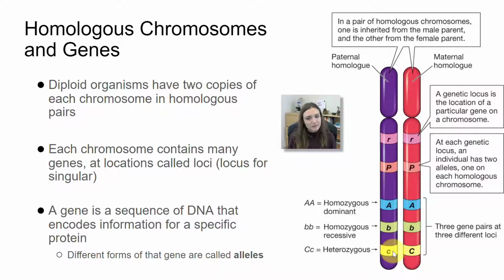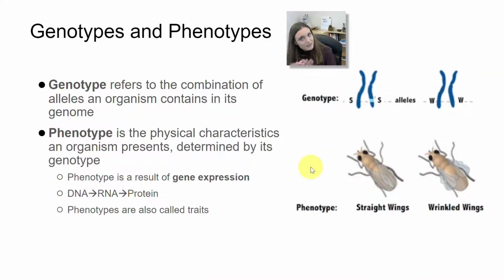So this is a simplified version of a chromosome. We'll be looking at these a little bit more next week when we talk about cell division. But the key here is that we have 2 copies of each chromosome, which means we have 2 copies, basically, of every single gene in our genome. So here's where it gets fun.